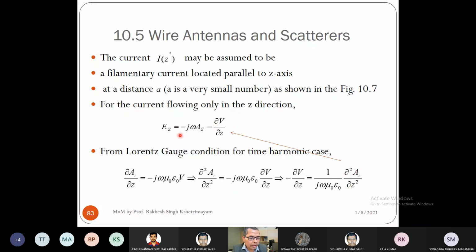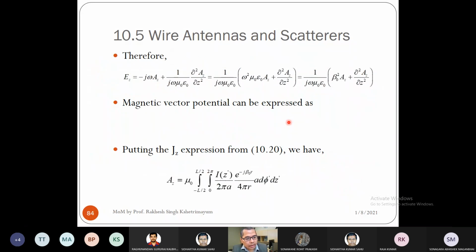In that case, I can find the electric field only from the magnetic vector potential, which has a z component. So this one is the electric potential; I will replace it in terms of the magnetic vector potential. Then Ez is totally dependent on Az. So we can find Ez as minus j omega Az plus 1 by j omega mu naught epsilon 0 del square Az by del z square. You can simplify it and write it in this form, where beta naught square is omega square mu naught epsilon 0. So Ez is 1 by j omega mu naught epsilon 0 times beta naught square Az plus del square Az by del z square. Is that okay?